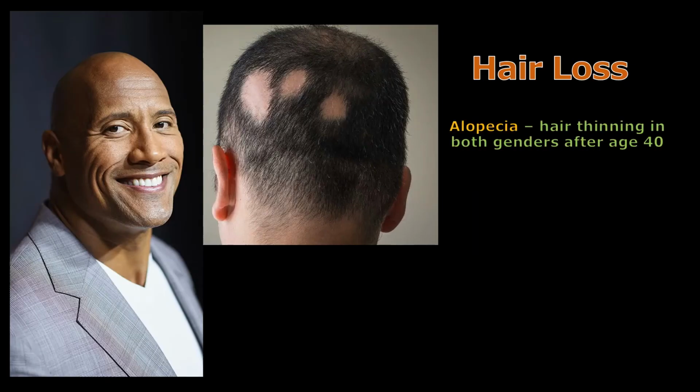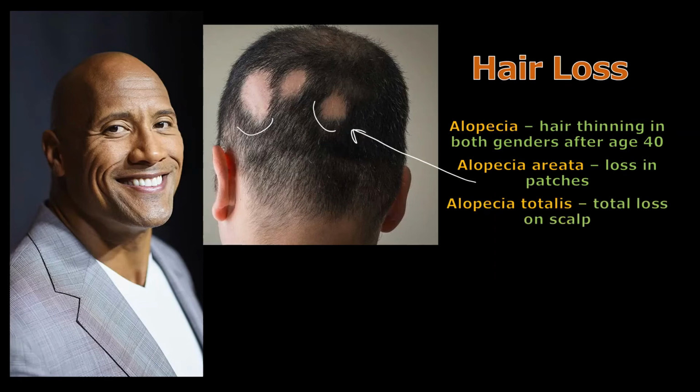Hair loss. Alopecia is a general term for the thinning of the hair, and this happens in both males and females after the age of 40 and continues the older you get. Alopecia areata is what you see right here, this hair loss in patches. It's a normal pattern of hair loss. It may not appear normal to you, and you may not like it, but it is quite common.